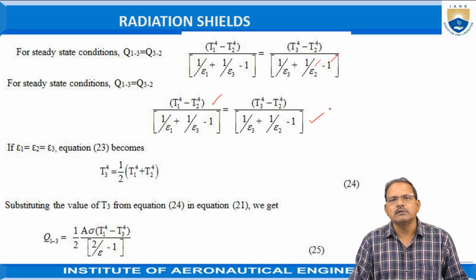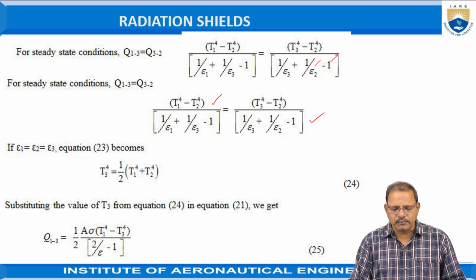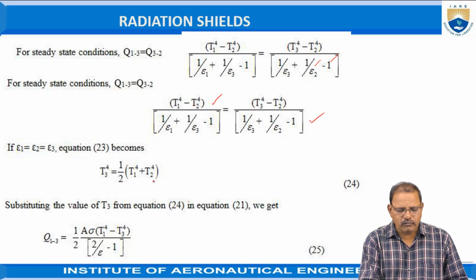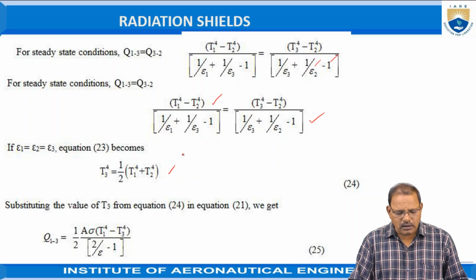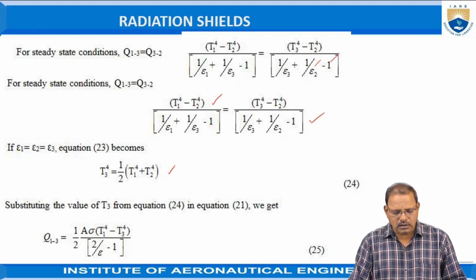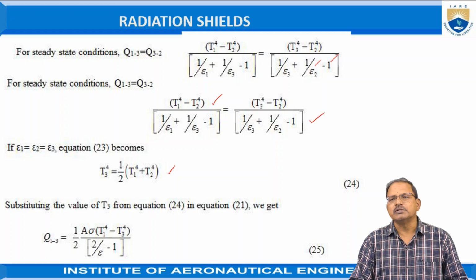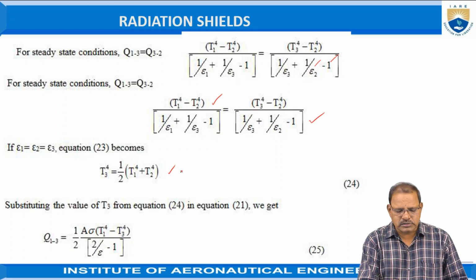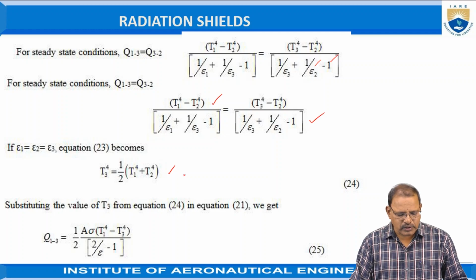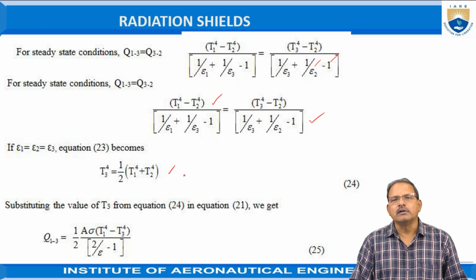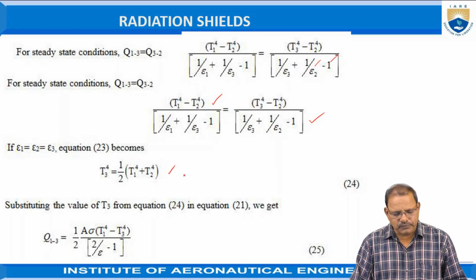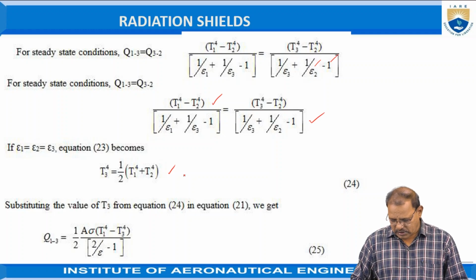If epsilon 1, epsilon 2 and epsilon 3 are equal, then the modified equation is T3 to the power of 4 is equal to 1 by 2 into T1 to the power of 4 plus T2 to the power of 4. Substituting this value of T3 in the equation for Q13, we get Q13 equal to 1 by 2 into A into sigma into T1 to the power of 4 minus T3 to the power of 4 divided by 2 by epsilon minus 1.